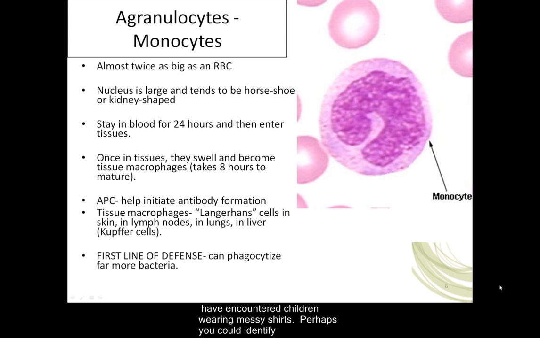Perhaps you need another way to wrap your mind around this. I'm sure you have encountered children wearing messy shirts. Perhaps you could identify exactly what it was that they were eating. Maybe some ketchup from their hot dog, maybe some punch, or sticky cotton candy. Macrophages are very similar to these children. Whatever they have eaten, they display on their cell surface for other white blood cells to recognize in order to activate them, much like a mother or father would be activated into cleaning up after their messy child.